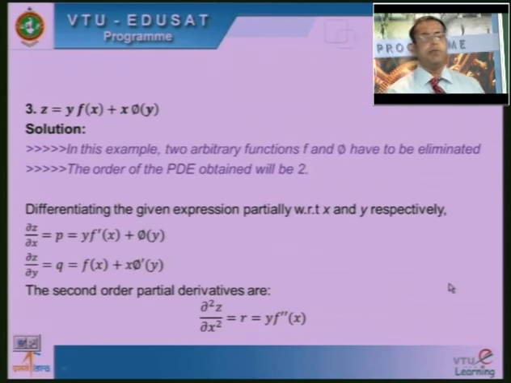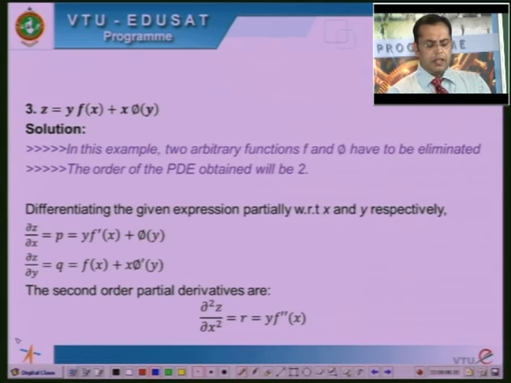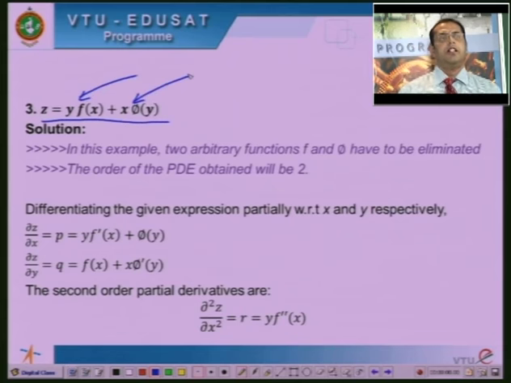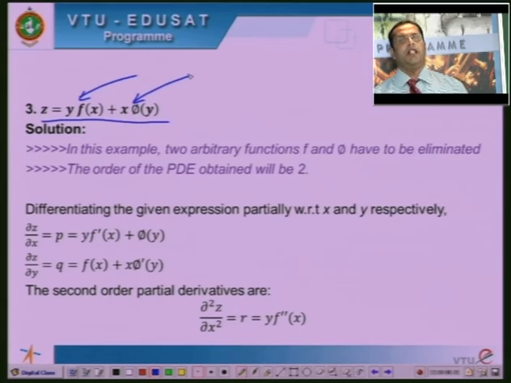Now, these examples illustrate the formation of a PDE when one function is eliminated. Let us move on. Let us go to examples where you eliminate two functions. In the next example, eliminate the functions f and phi to obtain the PDE.